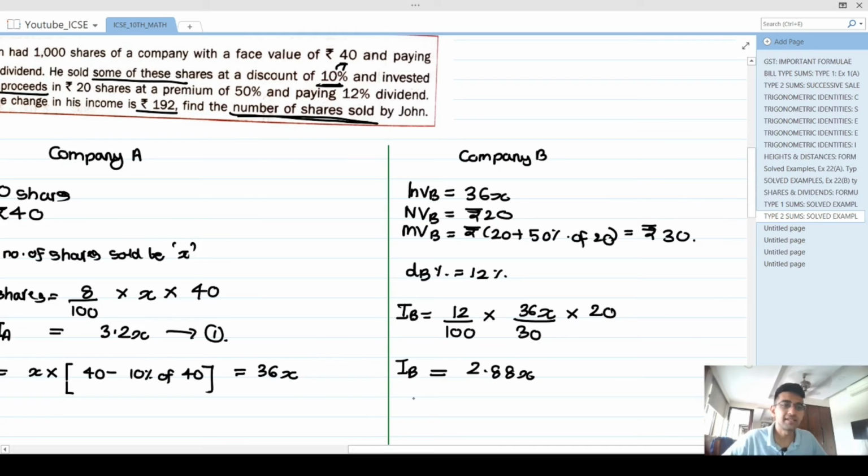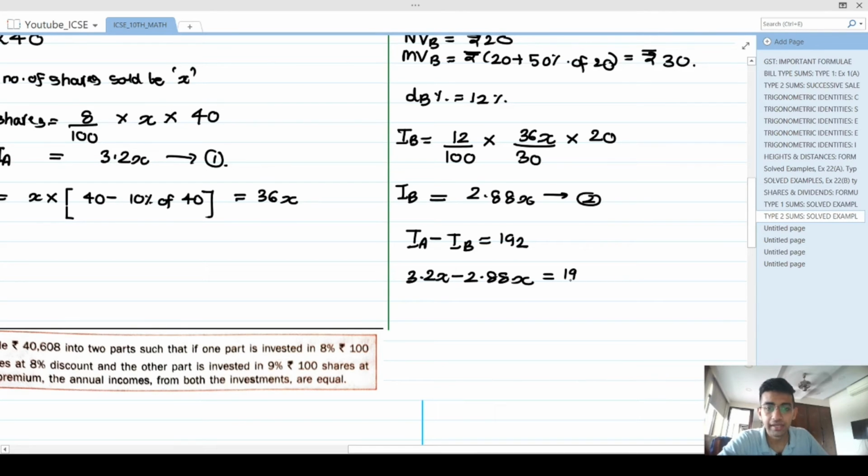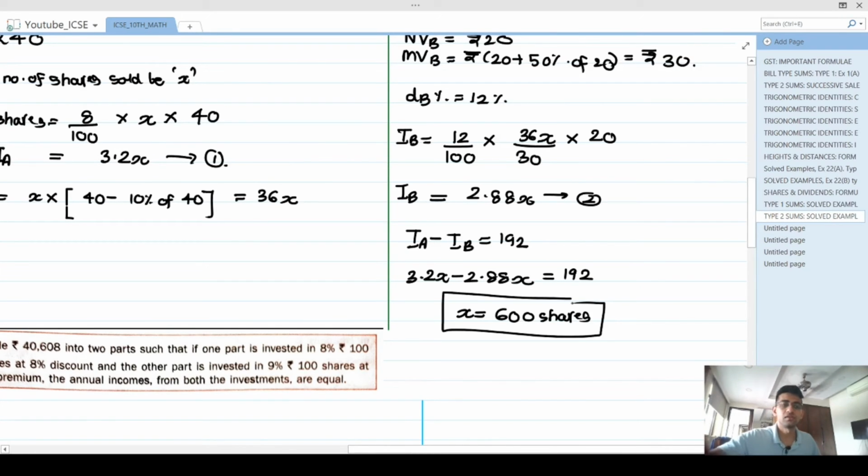Now it's very simple and straightforward. They've given us the change in income. Change in income, do bigger minus smaller. So IA minus IB is 192. IA, remember we calculated, is 3.2x minus 2.88x, because basically equation 1 minus equation 2 is 192. Calculate this and you will get x as 600 shares, and this is the number of shares John sold.